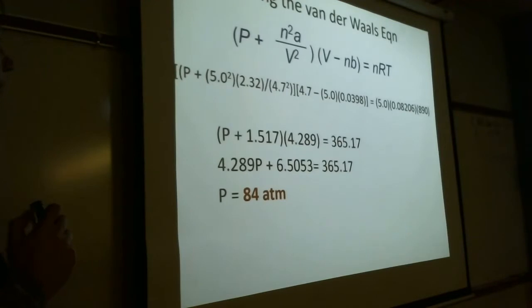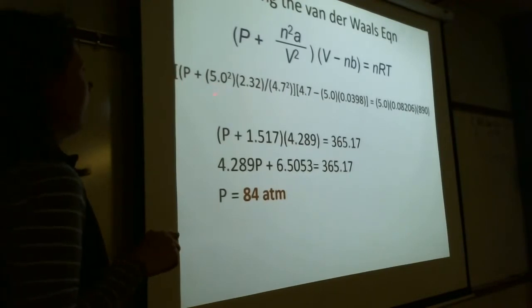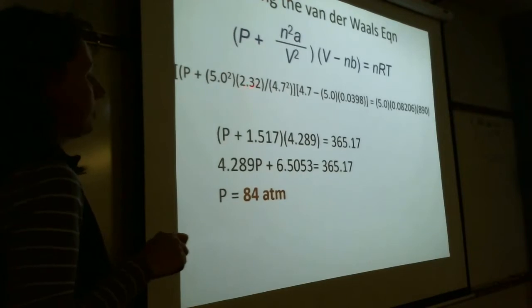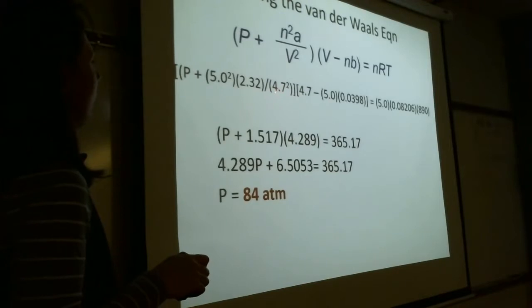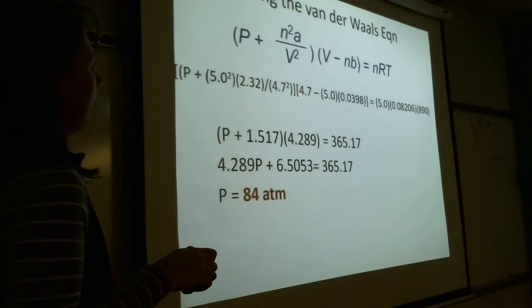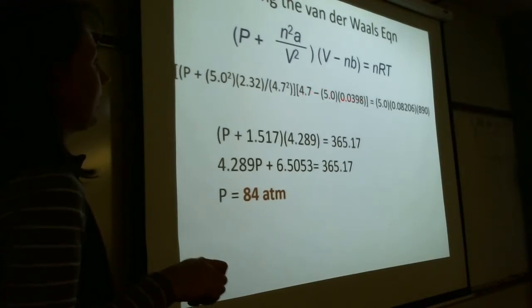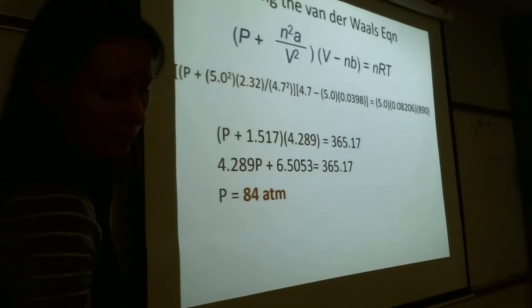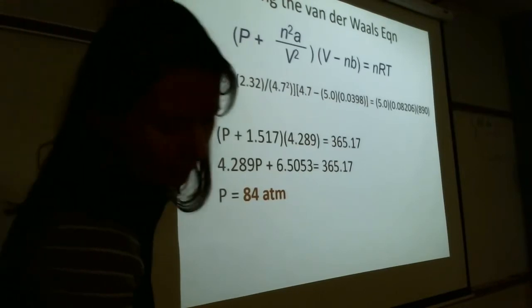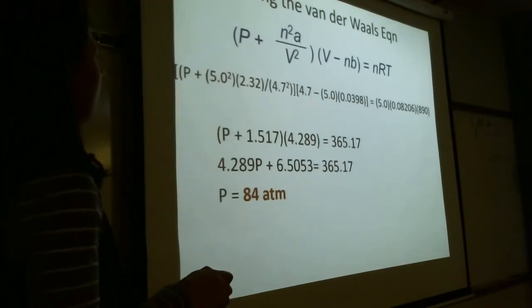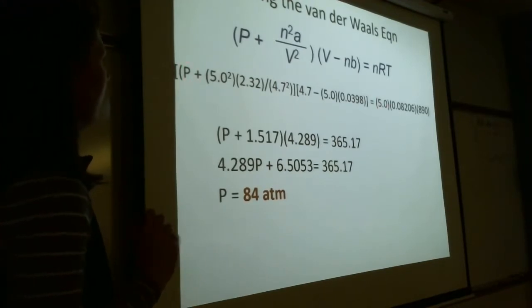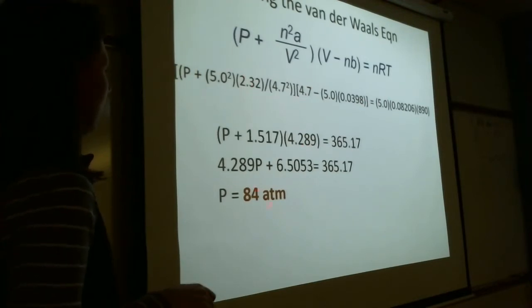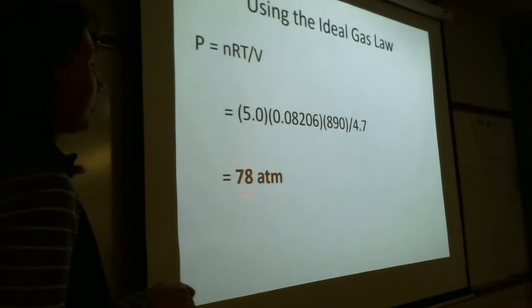Van der Waals equation, so P plus n squared a over V squared, where a is the constant for krypton, 2.32, and V is the volume, so that quantity, times, and we're just plugging in, 4.7 minus 5 times b, where n is the number of moles and b for krypton is 0.0398, equals 5 times R times T. So we're solving for P here. We do a whole bunch of reduction, and we get 84 atmospheres versus 78.